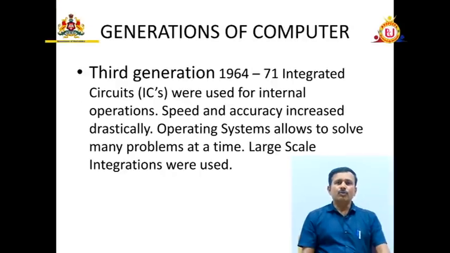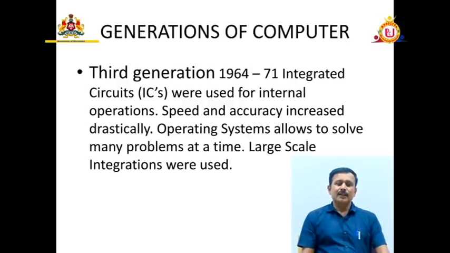Next, we'll move on to the third generation. It starts at 1964. The basic concepts of computers like integrated circuits were introduced in this generation. Transistors are replaced by ICs. The speed and accuracy level is increased to a great extent here. The operating systems allow processing the data to solve any problem. Large scale integrations were used here. So, most of the people used computers in this generation.